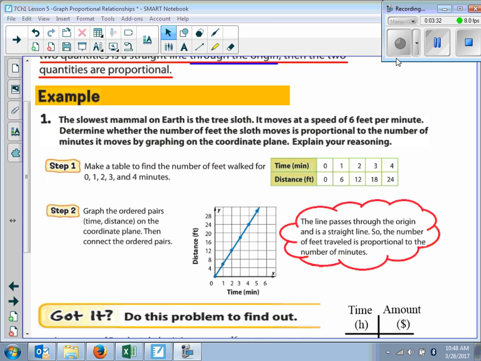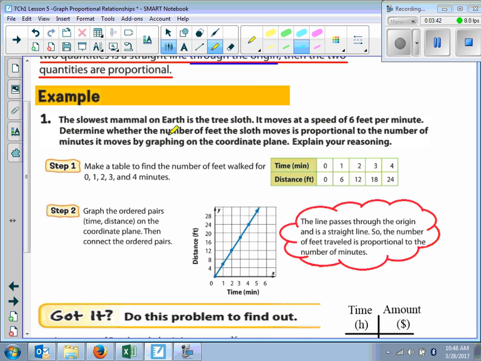So the first step is to make a table to find the number of feet walked for 0 to 4 minutes. Now, I want you to write down the actual steps here. Write down that step 1 is to make a table. And I also want you to write down step 2, which is graph the ordered pairs. While you're writing that, the first thing we need to figure out is how am I going to fill the table? Well, here, it says that the sloth moves at a speed of 6 feet per minute.